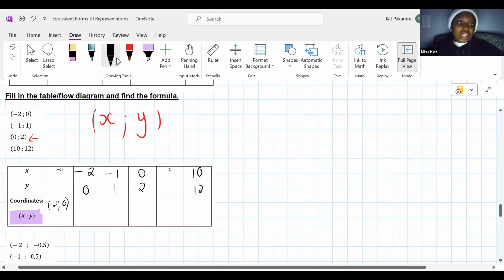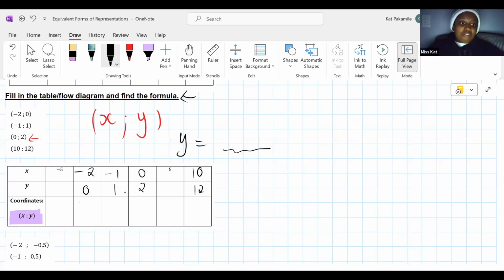So I have a challenge for you guys. I want you to screenshot this and try to find the formula for this table. I want you to go and say Y equals something, something, something X. That's where we are starting in our next lesson. And once you have that Y equals formula, fill in the Y for 5 and the Y for -5. Yes, you can screenshot.